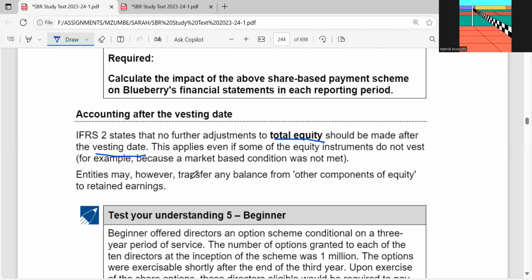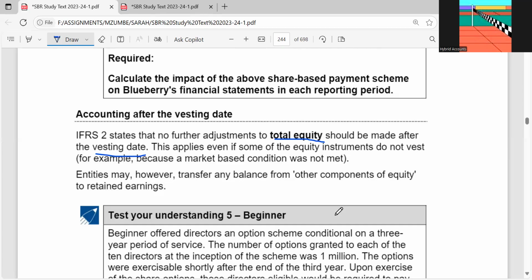Entities may, however, transfer any balance from other components of equity to retained earnings. Retained earnings is the realized reserve. We have realized reserves and unrealized reserves. Since you will be done with this transaction and it would have nothing more to do with it, you can either leave it in other components of equity or you may choose to transfer it to retained earnings. I hope you got that, right?